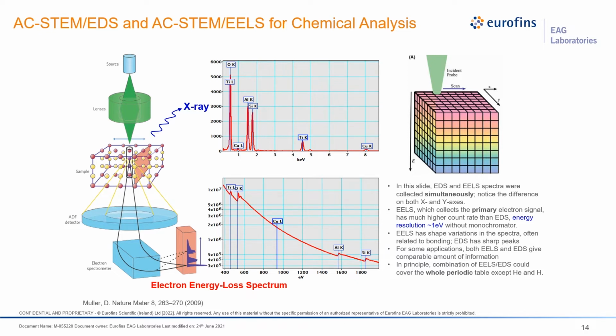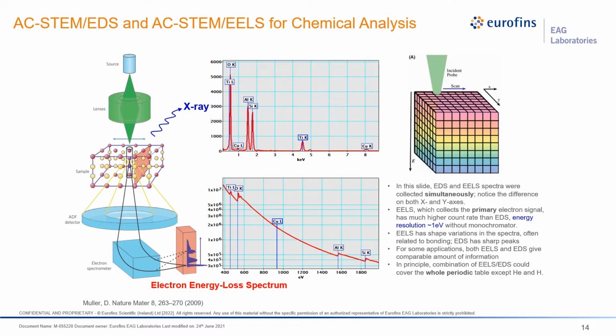And so you typically are going to be using EDS for heavier elements and also for surveying. So if you don't know what's in your sample, doing EDS is a really good way to identify all those things. And then if you're really interested in, let's say, the localized bonding of, say, oxygen in one specific place, a technique like EELS is really great for that.